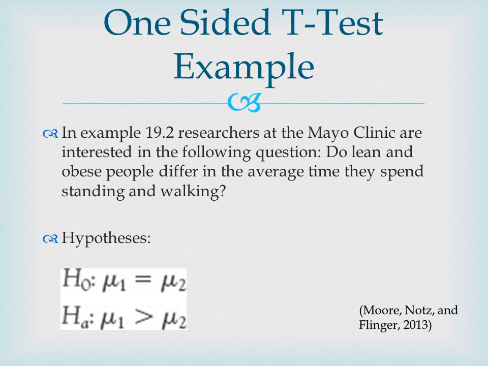So I'm going to use an example from Stats Portal to quickly demonstrate how and when to use a one-sided t-test. In example 19.2, researchers at the Mayo Clinic are interested in the following question. Do lean and obese people differ in the average time they spend standing and walking? There are pretty smart people over at the Mayo Clinic, and they use common sense to suspect in advance that lean people are more active than obese people. And this yields the following hypotheses.